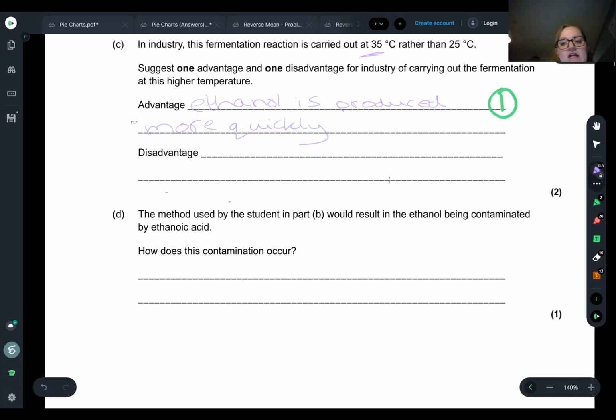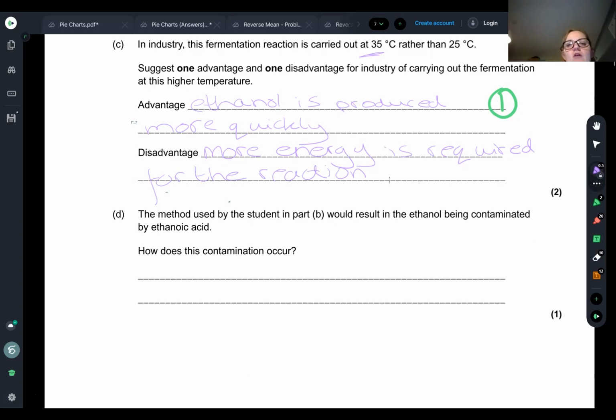The 2nd mark is for stating a disadvantage. By heating up more, we require more energy, so more energy is required for the reaction, which obviously costs more. You don't need to mention the carbon dioxide being released. It just basically wants ethanol to be produced more quickly, more energy is required, and that's all you need to state, and that would get you the whole 2 marks.